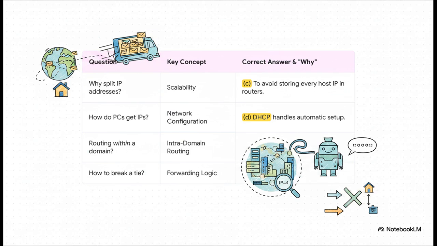And finally, our last question, how do you decide if multiple routes match? This gets to the heart of forwarding logic. This is the router's dilemma. When faced with two or more possible paths, it needs a tiebreaker. And that golden rule is B, the longest prefix match. The router will always, without fail, choose the most specific route possible.